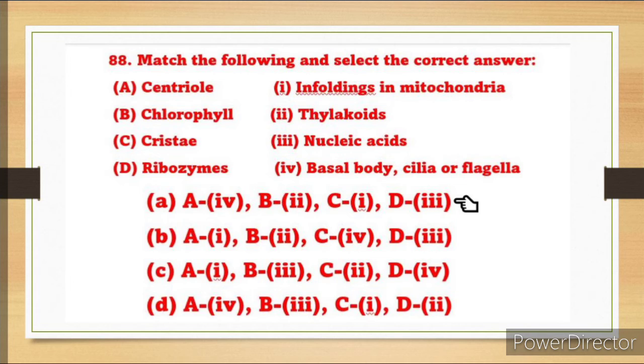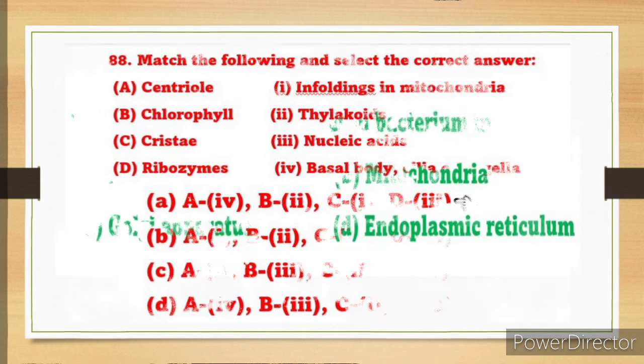So the answer is option A. Centriole is for 4, basal body, cilia or flagella. Chlorophyll is for thylakoids, 2. Cristae is for 1, infoldings in mitochondria. Ribosomes is for 3, nucleic acids. Option A is the right answer.